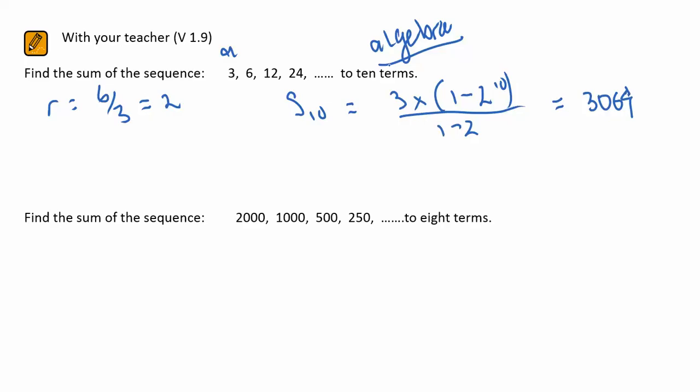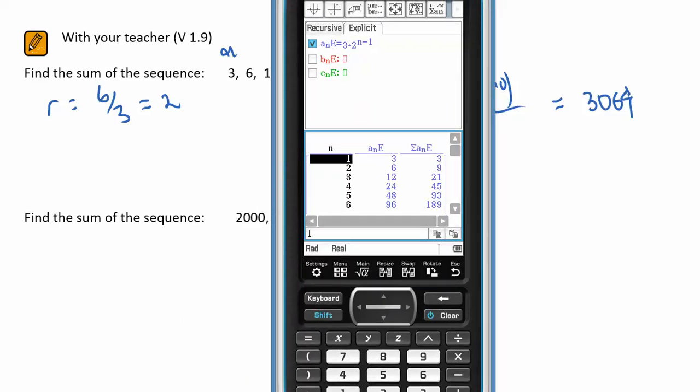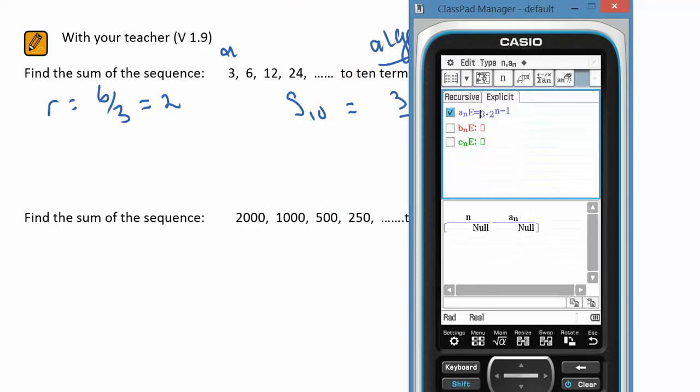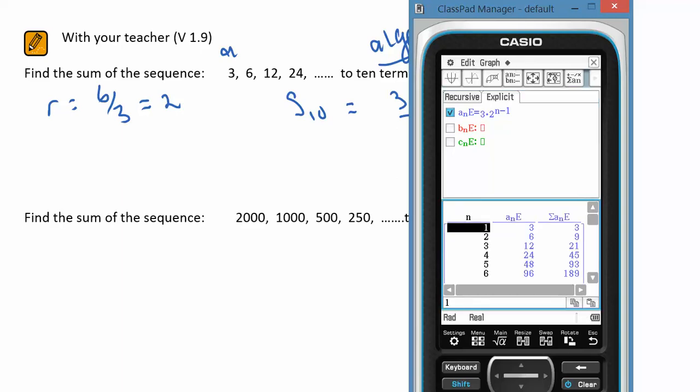Now, on the other hand, if you want to just do this using your calculator, as before, from the menu, sequence, write that in, enter, and then choose the column button, and you'll quickly see that to 10 terms we get 3069 as well.